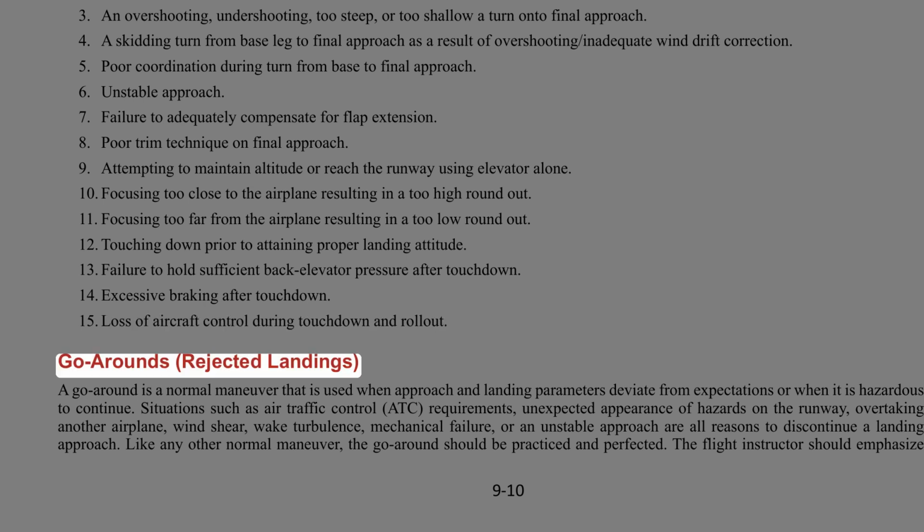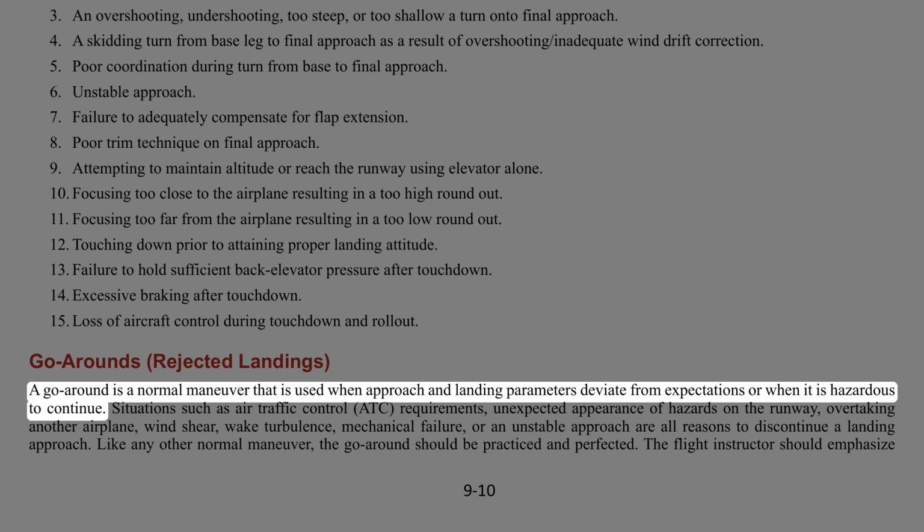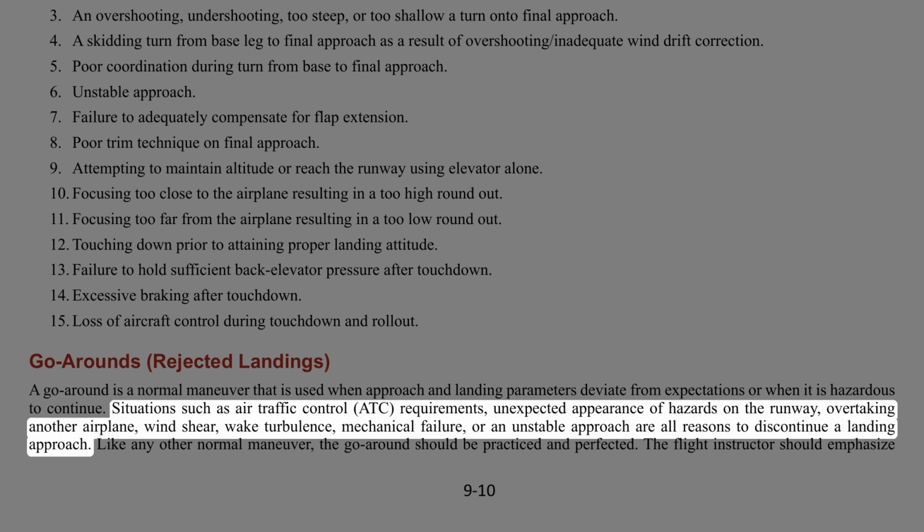Go-arounds, rejected landings. A go-around is a normal maneuver that is used when approach and landing parameters deviate from expectations or when it is hazardous to continue. Situations such as air traffic control (ATC) requirements, unexpected appearance of hazards on the runway, overtaking another airplane, wind shear, wake turbulence, mechanical failure, or an unstable approach are all reasons to discontinue a landing approach.